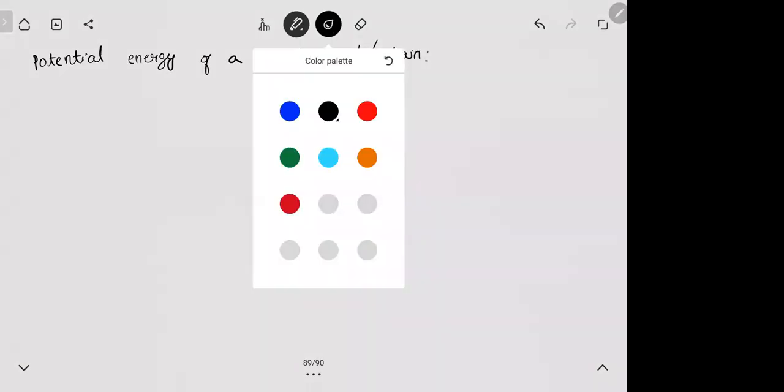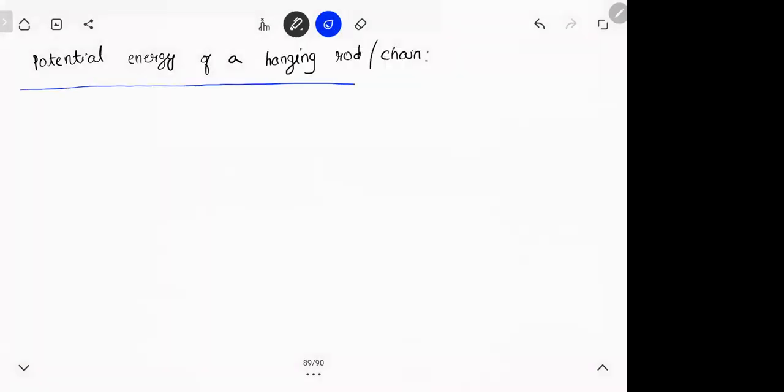Potential energy of a hanging rod or a chain. Actually, we have a whole subtopic called center of mass for different shapes, which we'll see in the next chapter. But these things are popping up in a few questions, so I'll just show you how it works. Imagine you have a chain hanging.